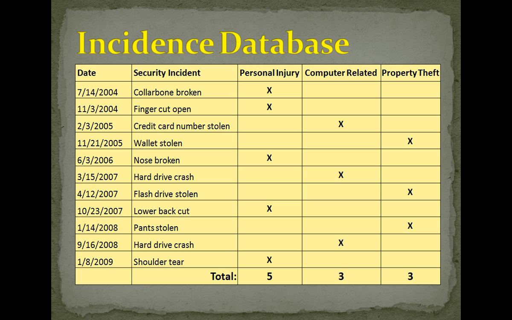Then, the incidents were analyzed for common themes and categorized. I found that all of the incidents could be placed into the category of either personal injury, computer or internet-related, or property theft. Finally, I summed the number of incidents in each category to determine the frequency. As you can see, I had 5 personal injury incidents, and 3 each were computer-related and property theft incidents.